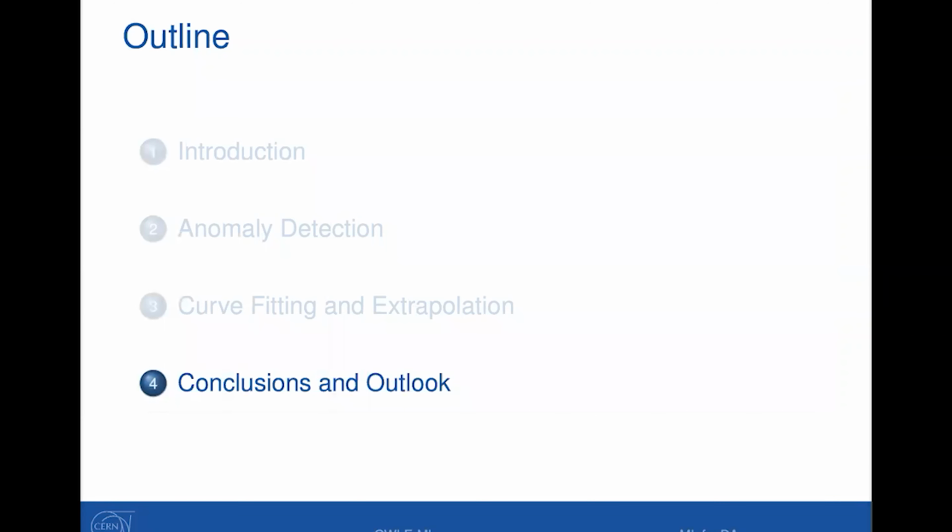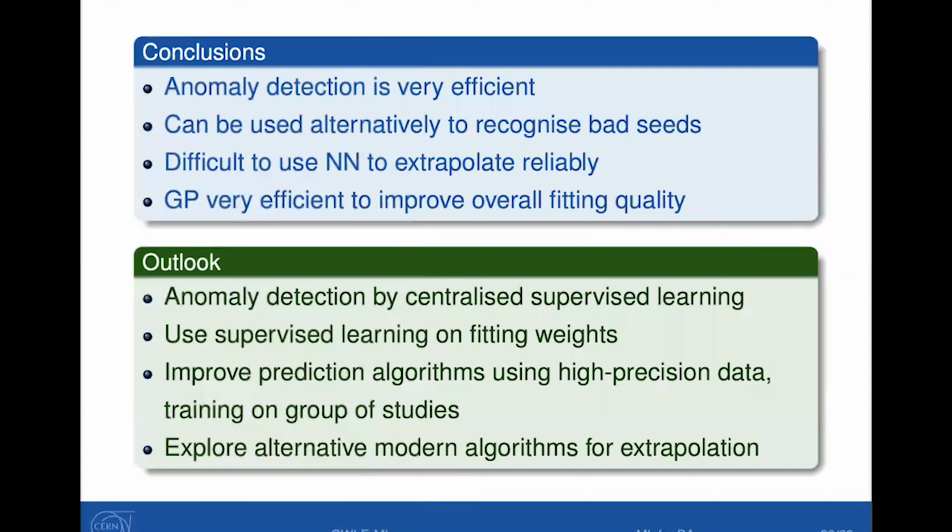All right, that's the end of my talk. So, conclusions: some part about the anomalies, very efficient detection. What is rather interesting, really, is to use it in an alternative way to recognize bad seeds and to decide not to use these anymore. It's difficult to use a neural network to extrapolate in a reliable way, but we knew that. We didn't expect much there. We have a very efficient way to improve the overall fitting quality, which is Gaussian processing.